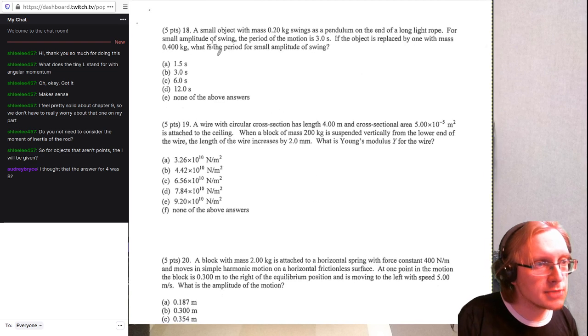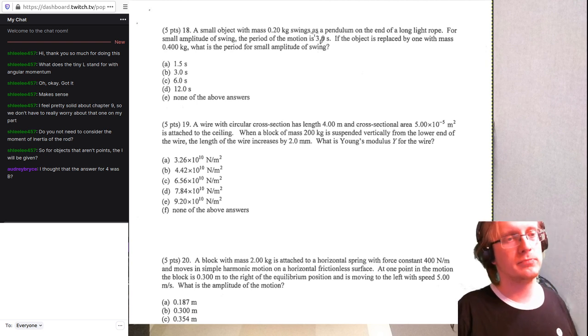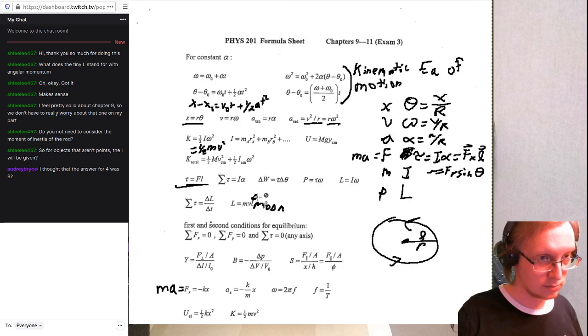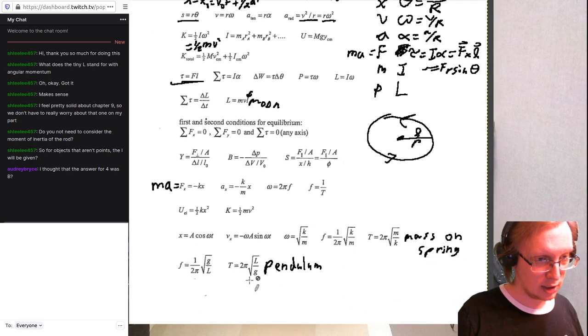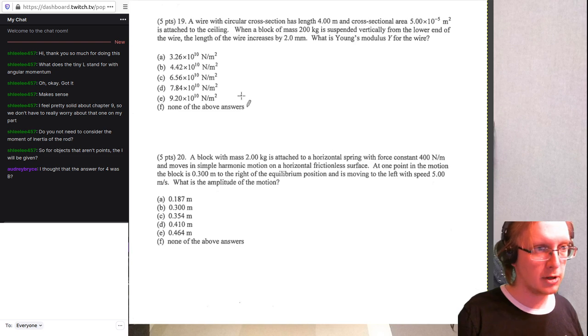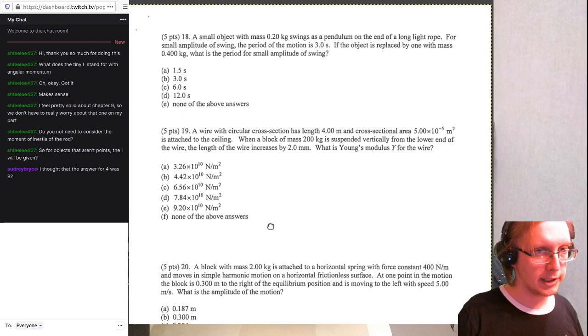Whatever. A small object of a certain mass swings on a pendulum on the end of a long light rope. For a small amplitude of swing, the period is 3 seconds. If the object is replaced by one with twice as much mass, what's the period of the swing? Let me get the actual equation this time. Period is 2 pi times the square root of L on g. Is the mass of the bob in there anywhere? It is not. So the period is unaltered.